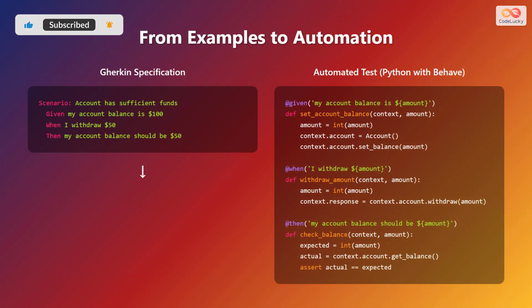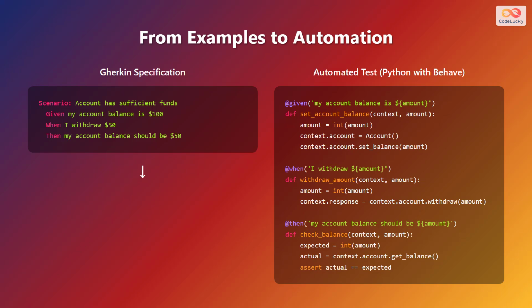One of the key strengths of behavior-driven development is its ability to translate examples into automated tests. This ensures that your software behaves as expected and provides a safety net for future changes. Let's look at an example of how we go from Gherkin specification to automated tests. On the left, we have the Gherkin specification. Scenario: account has sufficient funds. Given my account balance is $100. When I withdraw $50, then my account balance should be $50.